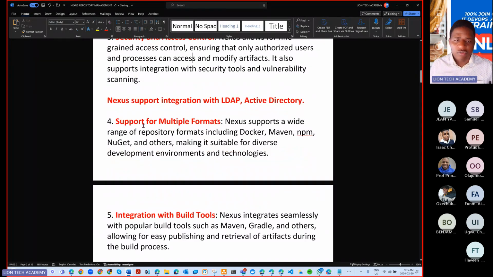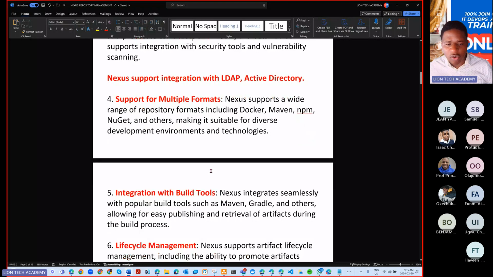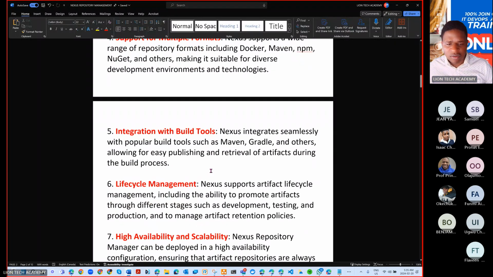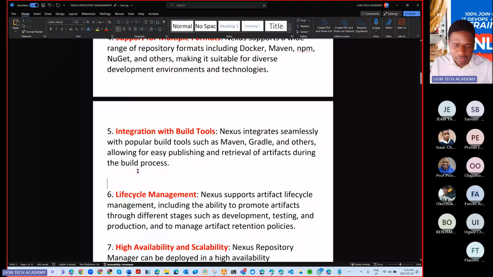Of course, it also supports multiple build formats: Maven, NPM, Docker, NuGet, and others, making it suitable for diverse development environments and technologies. Again, we are laying the support for why companies go for Nexus. Of course, it integrates with build tools. We're going to look at Maven.